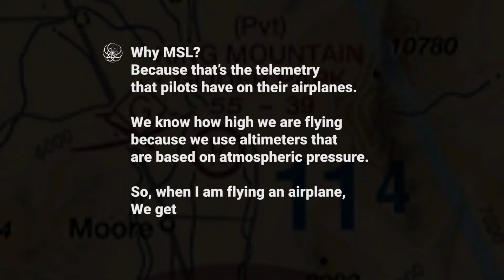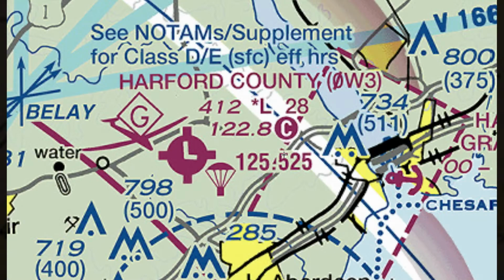Why MSL? Because that's the telemetry that pilots have on their airplanes. Pilots know how high they're flying because they use altimeters that are based on atmospheric pressure. When you're flying an airplane, you get your altitude in MSL, so it makes sense that the chart would give this much-needed information in MSL as well. Other useful information includes glider activity nearby and frequently used parachute jump aircraft operations.